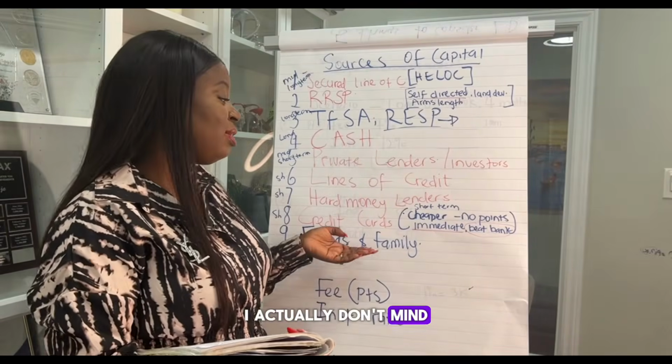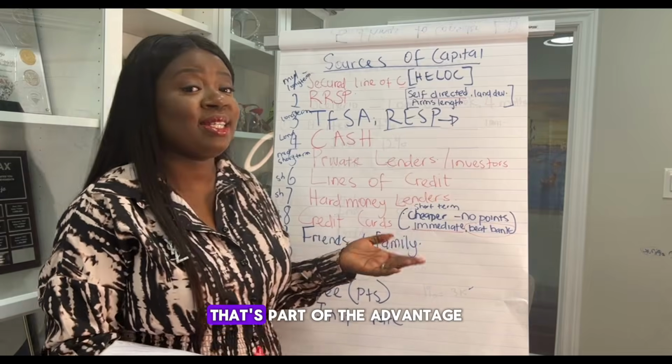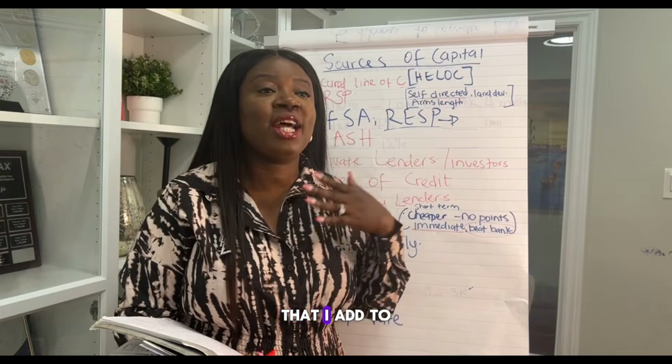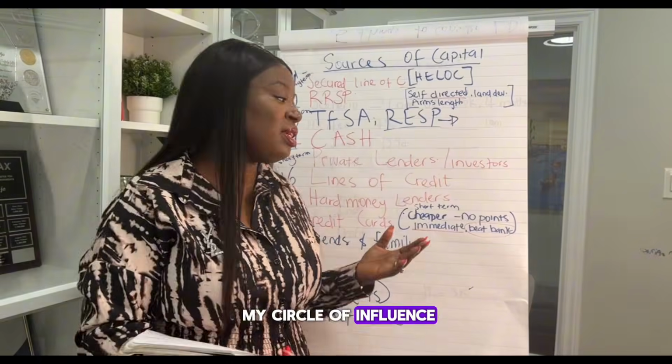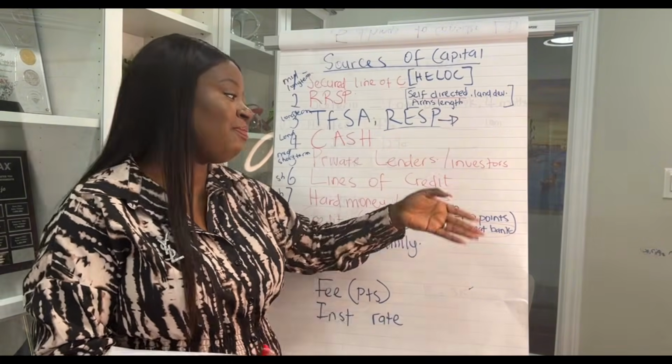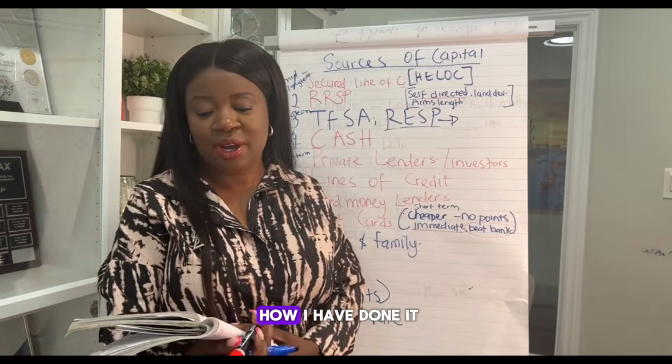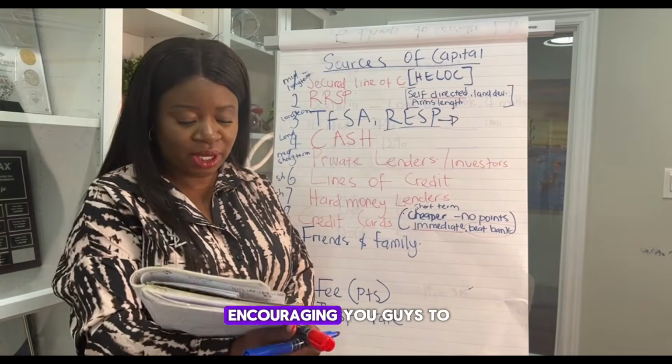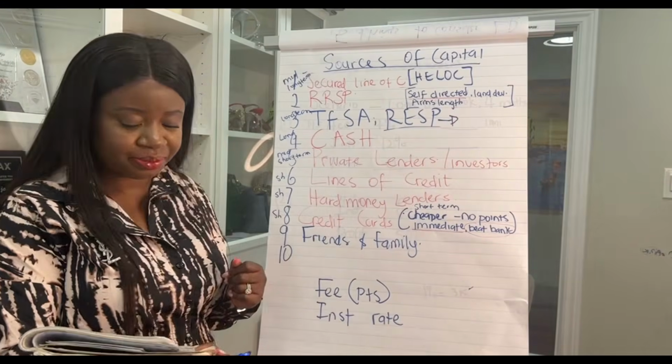So I actually don't mind enriching my family and friends. That's part of the advantage that I add to my circle of influence. I will bring the deals to them first, and then I will go to other people. So that's kind of how I have done it. So that's what I'm encouraging you guys to do as well.